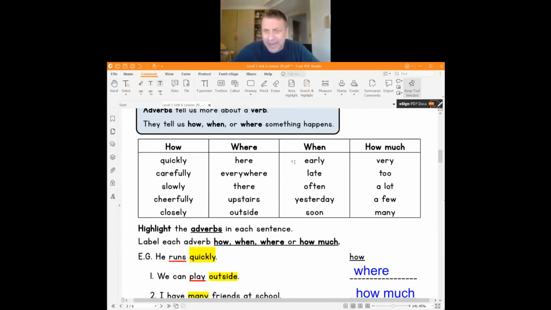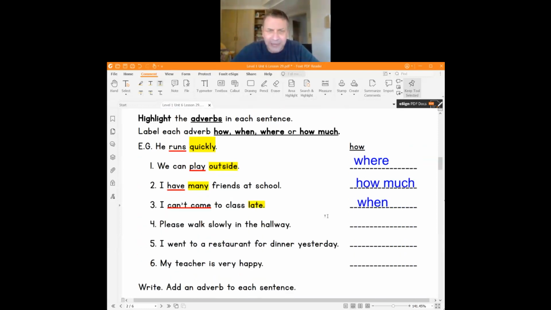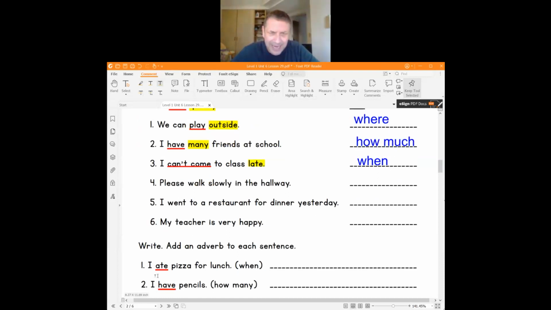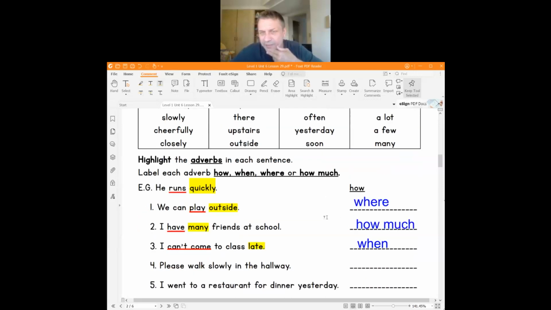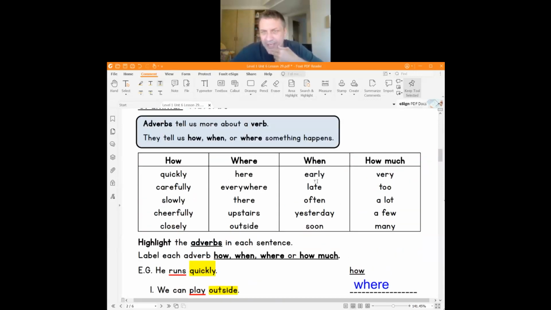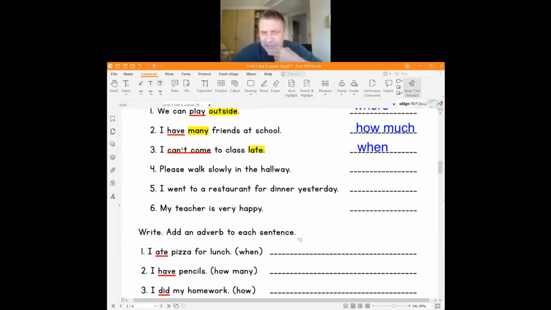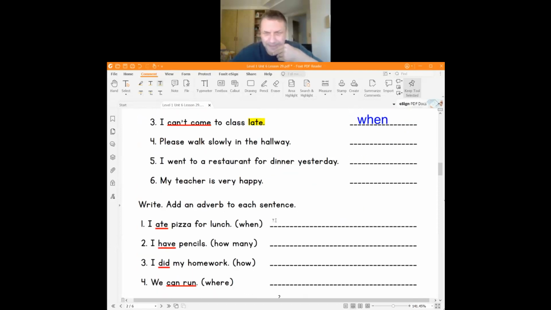For when, I can use any of the when adverbs here. Early, late, often, yesterday, or soon. Another when would be tomorrow, but I can't use tomorrow because here it is ate. Ate is in the past tense. Okay, so the verb that tells about when has to be in the past. I can't use soon because soon is in the future. I could use early, late, often, or yesterday. All of those would be good, but I cannot use soon because soon is in the future and ate is in the past.